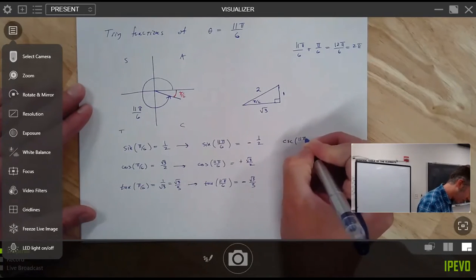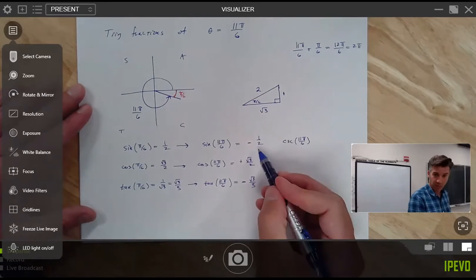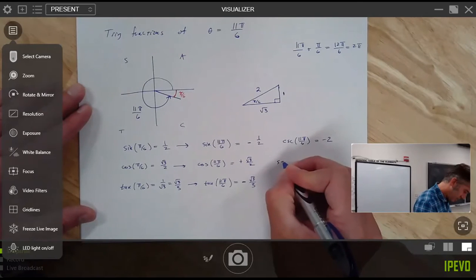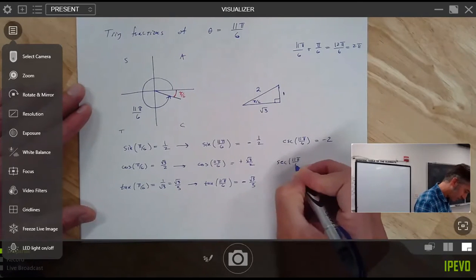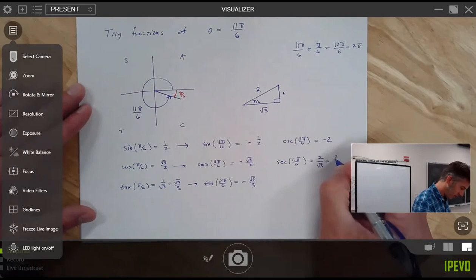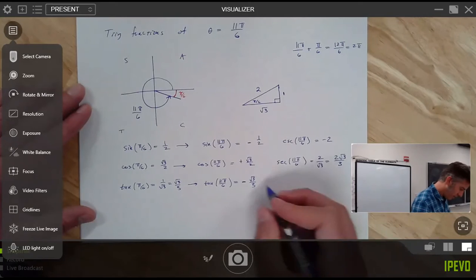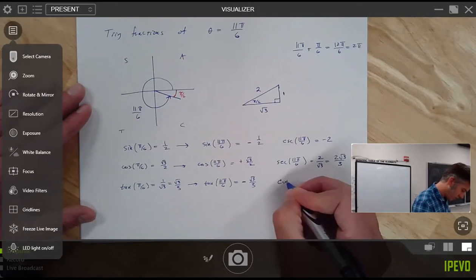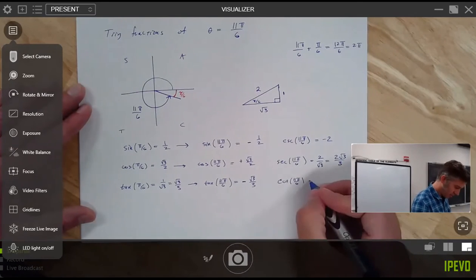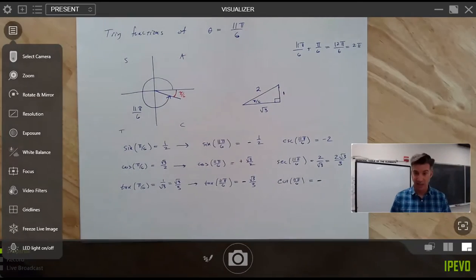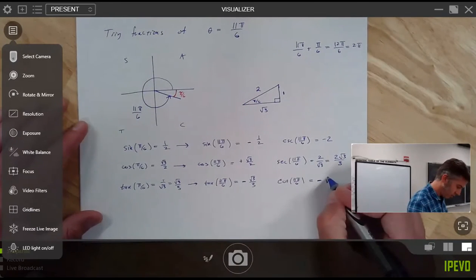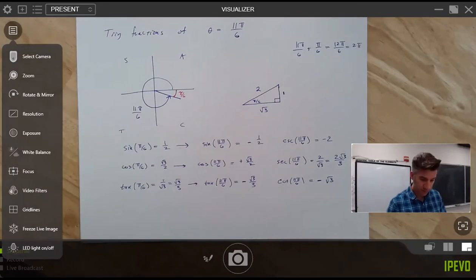Cosecant of 11 pi over 6 is just the reciprocal of negative 1/2, so it's going to be negative 2. Secant of 11 pi over 6 is going to be the reciprocal of cosine, which is 2 over root 3, which rationalizes to 2 root 3 over 3. And cotangent of 11 pi over 6 is the reciprocal of tangent. So it's going to be negative, right? Because we don't change signs when we reciprocate. And the reciprocal of 1 over root 3 is root 3 over 1, which is just negative root 3.